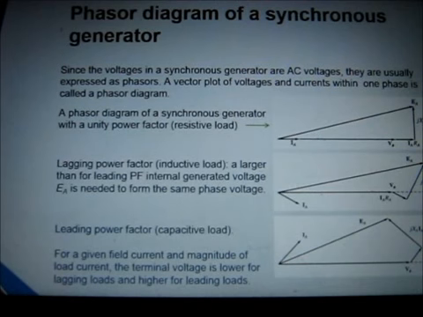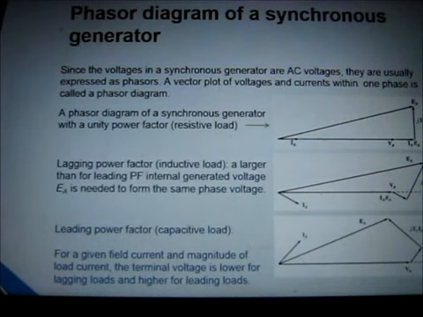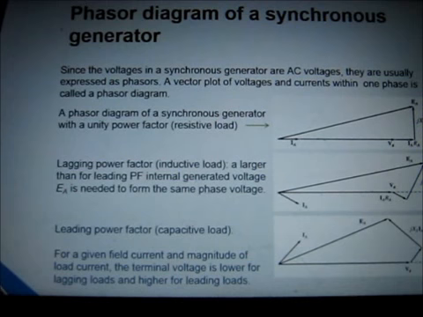In case of inductive load, we get a lagging power factor. The current is lagging the voltage. And in case of capacitive load, that is the leading power factor, the current leads the voltage. For a given field current and magnitude of the load current, the terminal voltage is lower for lagging loads and higher for leading loads.